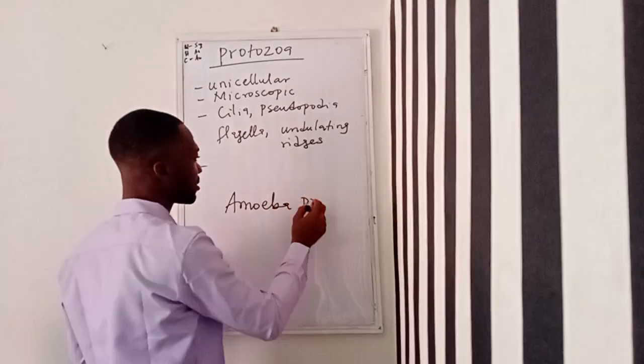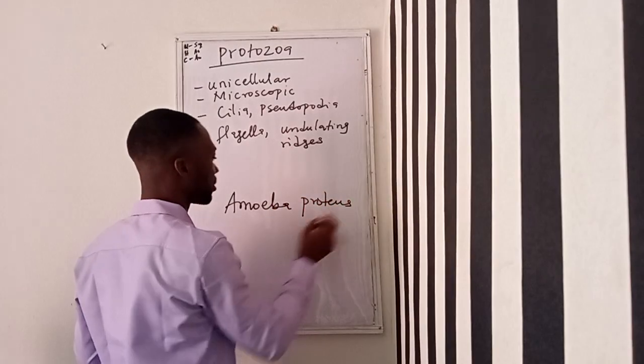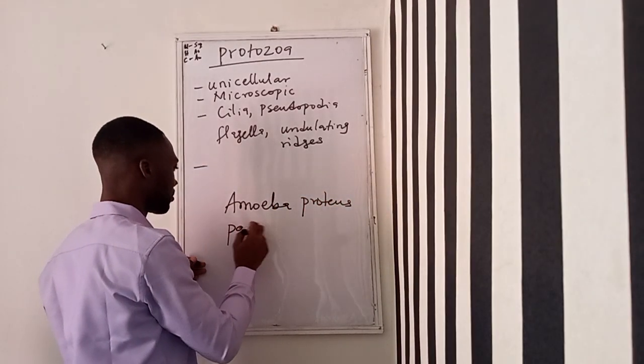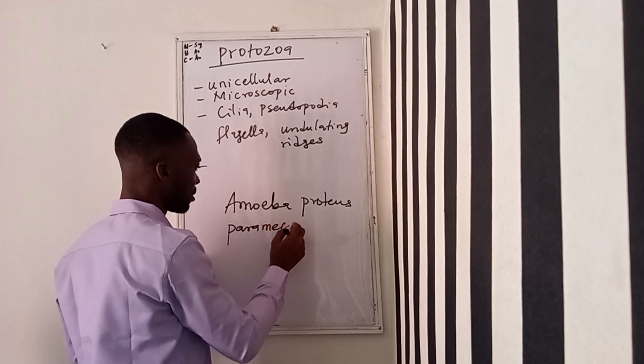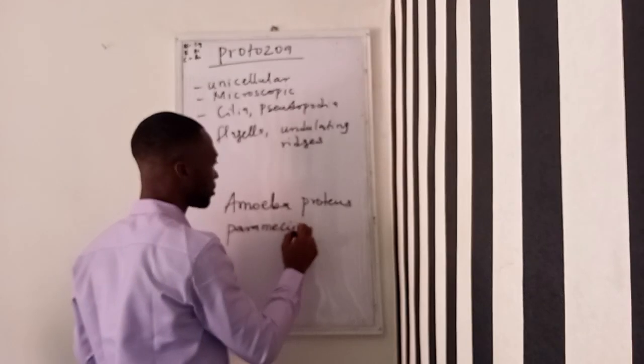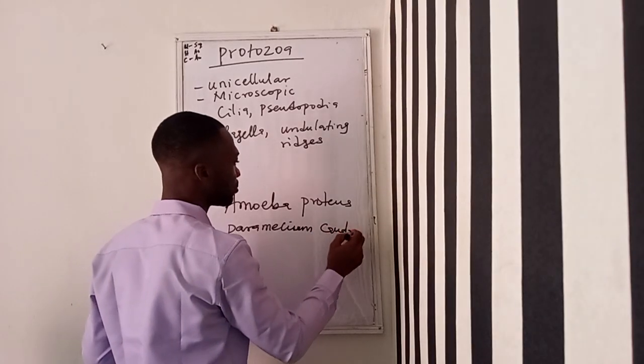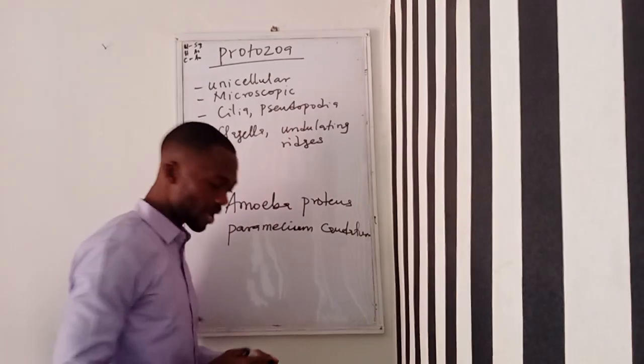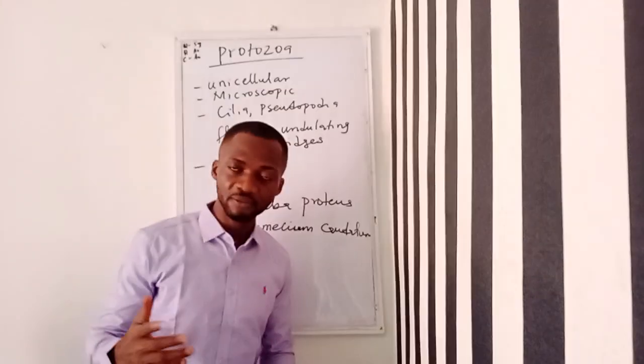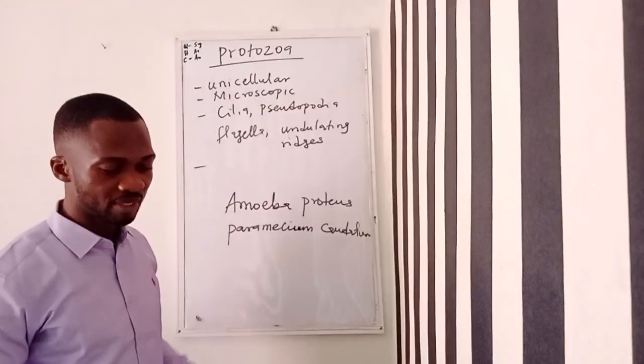Like Amoeba proteus, then Paramecium caudatum. So these, and others, are lists of protozoa that are free living. They are not parasitic.